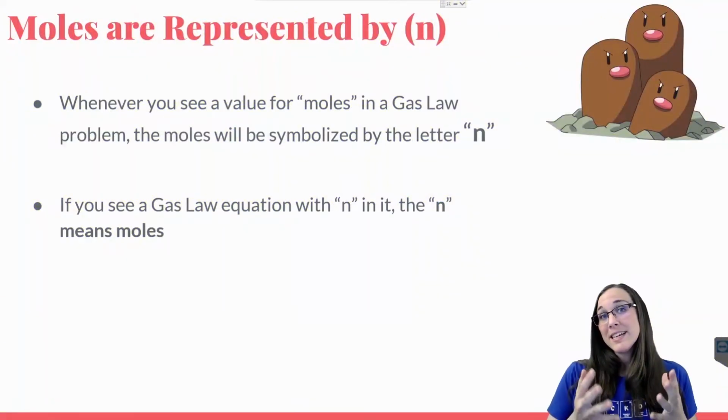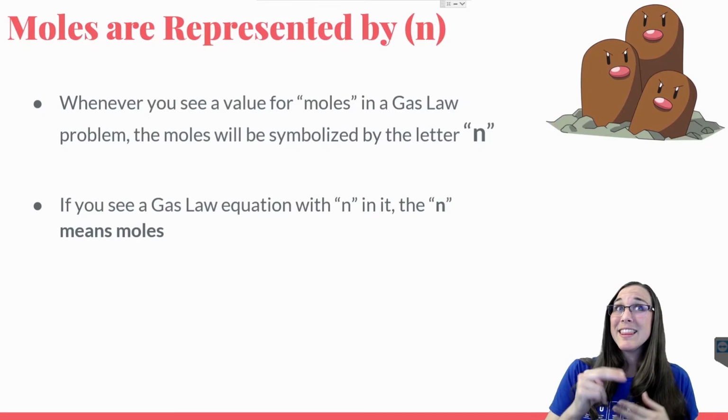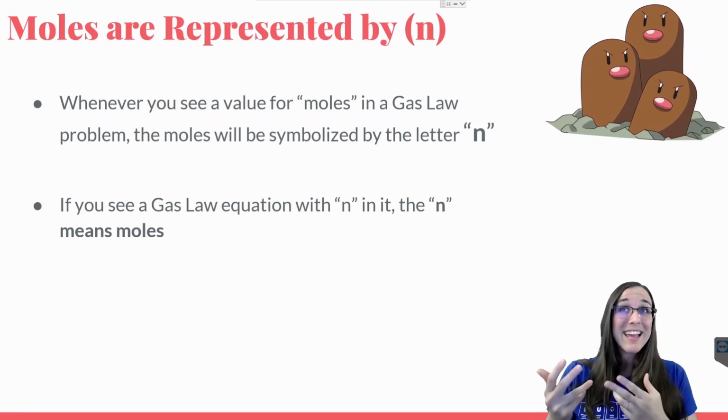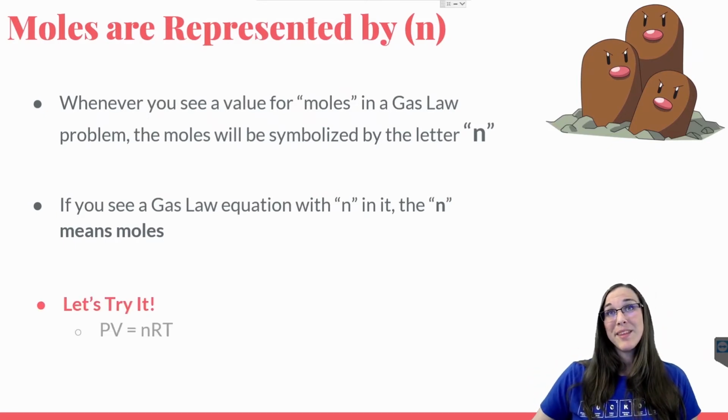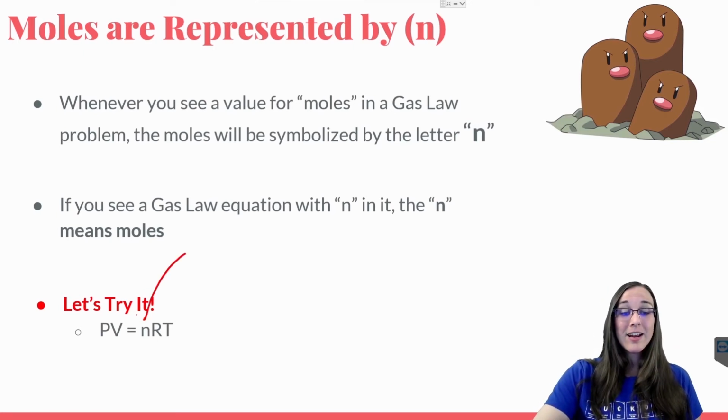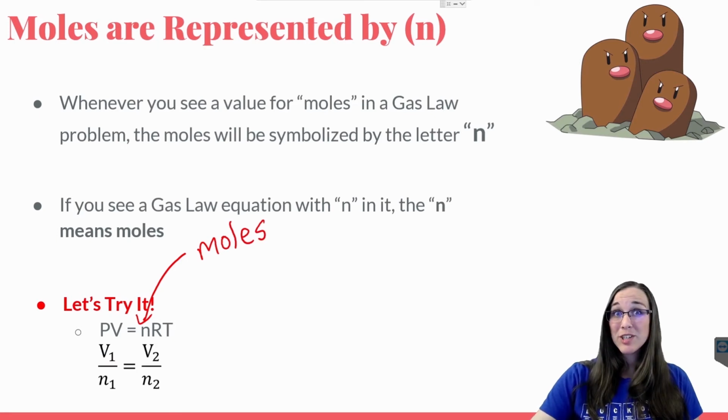If you happen to see a gas law with an N in it, that means that there's moles in that gas law. So let's give it a try. If we see PV equals nRT, that N right there is meaning that there's going to be moles in that equation. And this bottom equation, volume divided by N, those N's are representing moles.